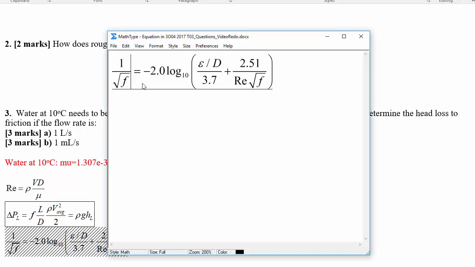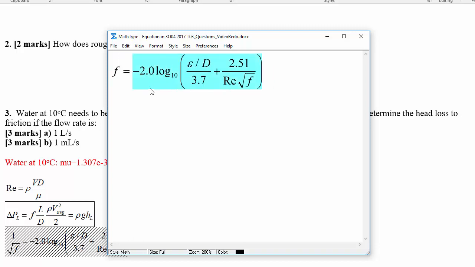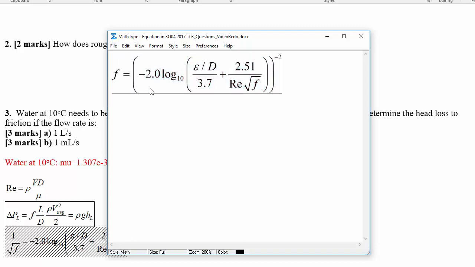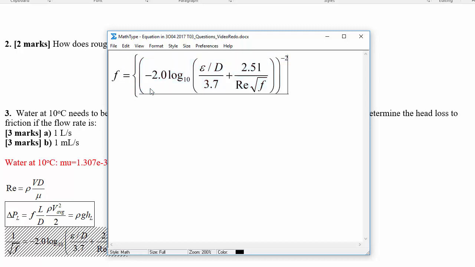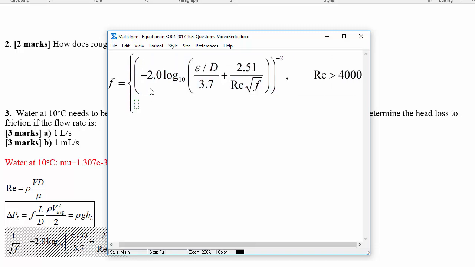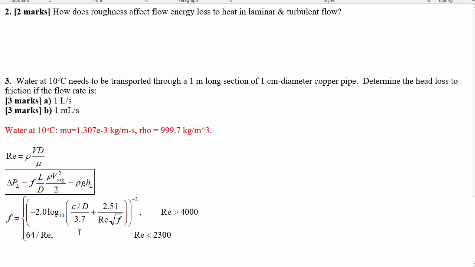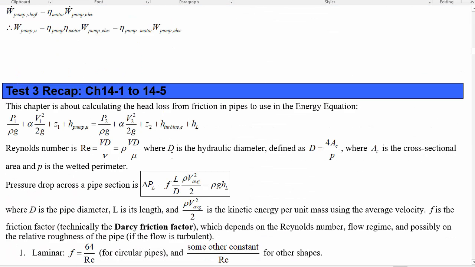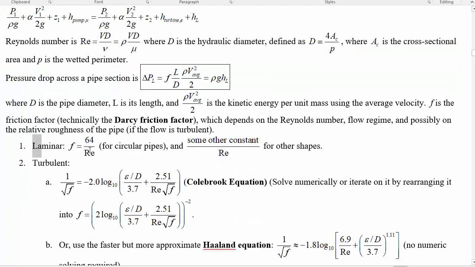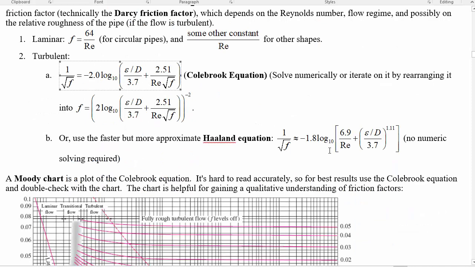And we will say the friction factor is going to equal this thing to the power of -2 in the case that the Reynolds number is greater than 4,000, and that would be turbulent, and is just going to equal 64 over the Reynolds number for a circular pipe if the Reynolds number is less than 2,300. Let's double check that we did that right. So yes, laminar, you can see from your summary sheet, 64 over Reynolds number, and turbulent, something like the Colebrook equation or maybe the Haaland equation.